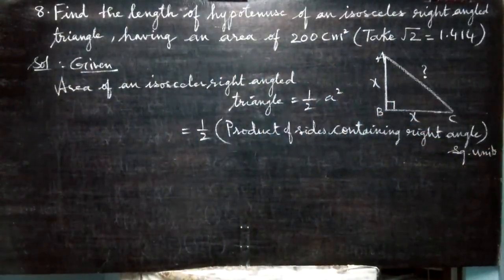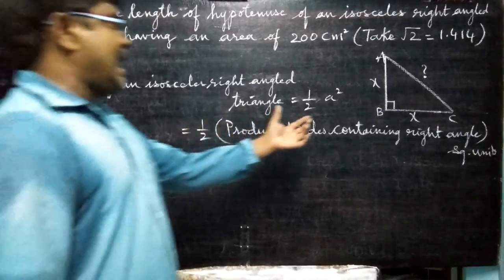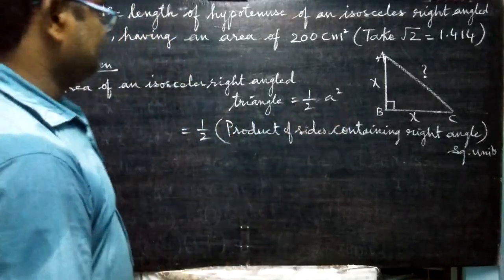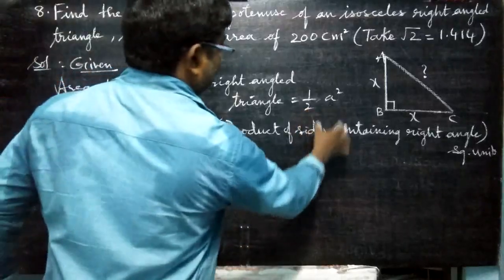Once again, repeat that formula, all of you. Area of an isosceles right angle triangle means half of the product of sides containing the right angle. Very important. Or if you write half a square, also correct. No problem in that, no doubt at all.